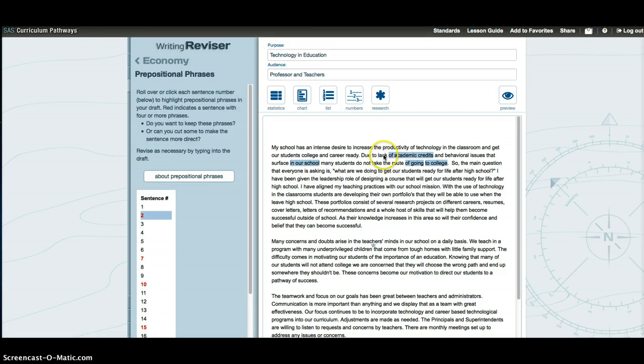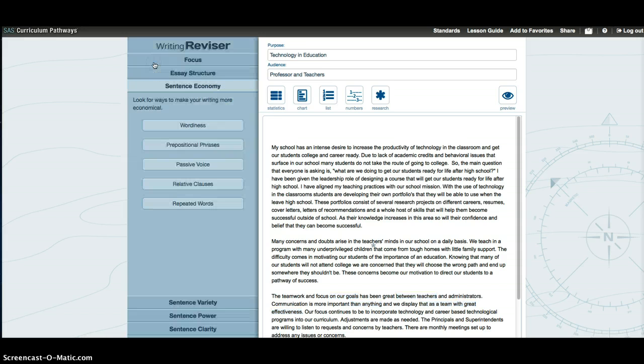So what we'll do here, due to lack of academic credits and behavioral issues that surface in our school, many students do not take the route of going to college. Okay, now this might be something where I just take out some information and make the sentence a little bit shorter. Alright, so I go down throughout all these, especially the ones in red, and I figure out what I want to get rid of, or maybe what I want to adjust. Alright, that's the prepositional phrases. Gives you a passive voice, relative clauses, repeated words.